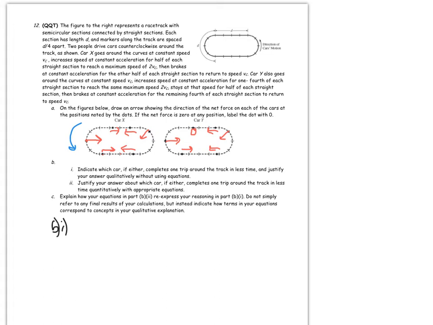Well, we note that car X increases to a maximum speed of 2v right at the middle of the track, and then slows down for the remainder of the time. However, car Y hits that speed of 2v after going for only 1/4 of the straight section, and then it maintains that for half of it. So it's traveling at a speed of 2v for much longer than car X.